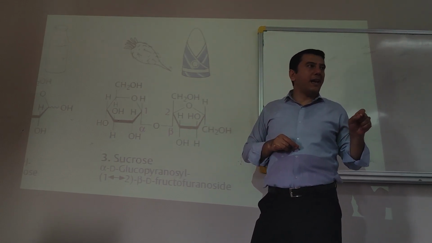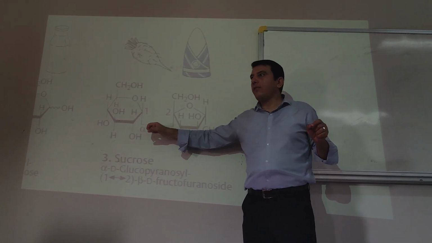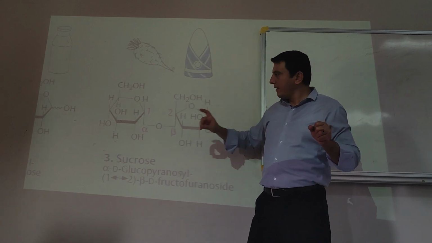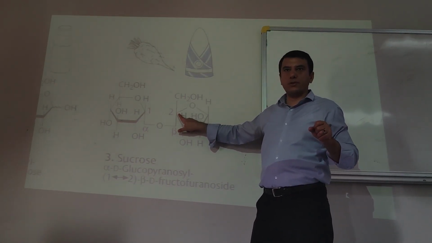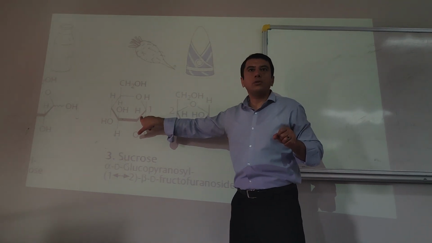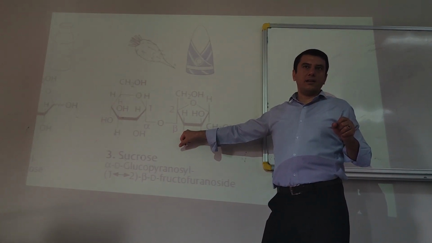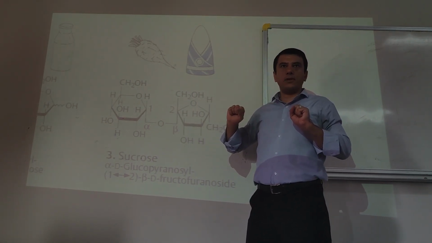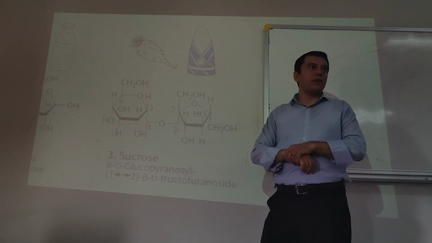Therefore, we can name this linkage alpha or beta. We should say that alpha glucose is linked to beta fructose. We can say alpha 1 to 2 or beta 2 to 1. We should say alpha to beta. We can't say an alpha or beta form. We have both forms of linkage in this type of sugar.